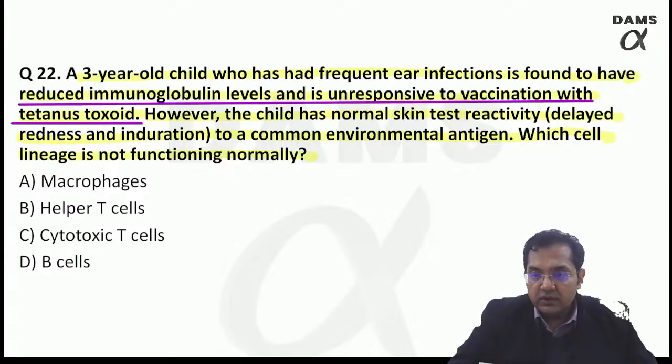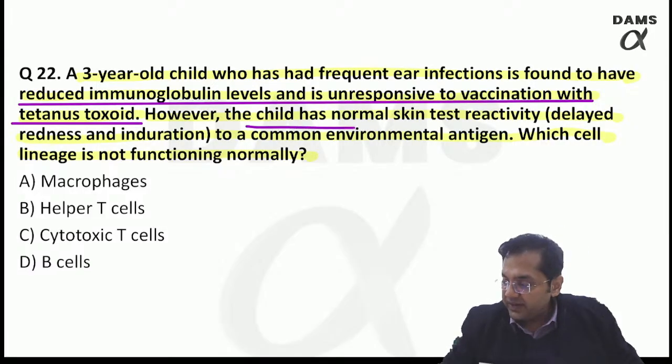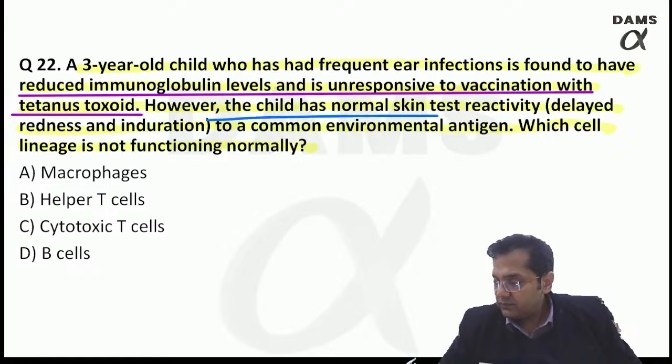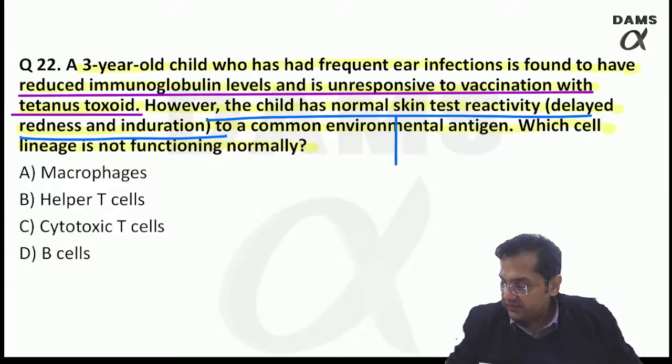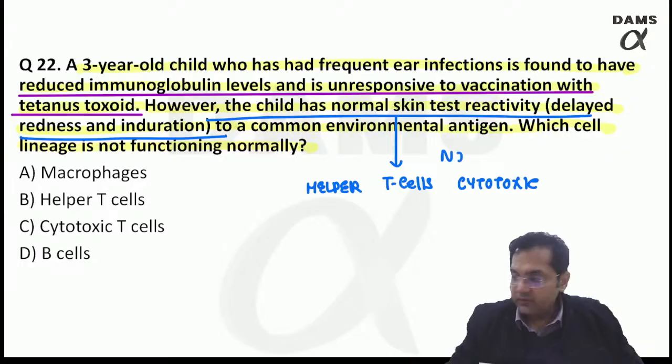Now what you are seeing here is that the child has normal skin test reactivity. Normal skin test reactivity actually occurs due to delayed redness and induration. This has the role of T cells. This requires helper and cytotoxic T cells. So this is, mind you all, normal. Everything is working normally. Yes, absolutely correct, Bhumraj. That's what you should write. Absolutely correct.